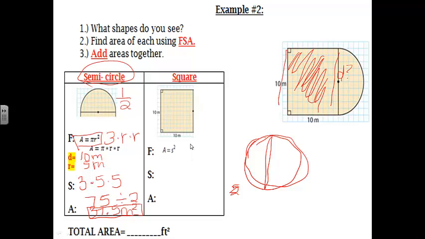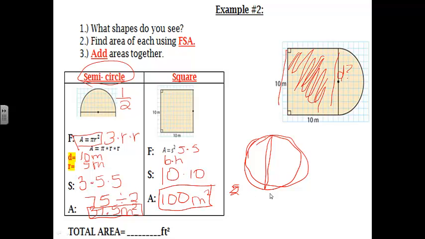All right, square, really easy. Okay, you can do s to the second power, which means s times s, just for a square since the sides are the same. Or another way you could do it is base times height. Okay, it's going to be under your rectangle or parallelogram. And we talked about that in class. So easy. 10 times 10 is 100 meters squared.